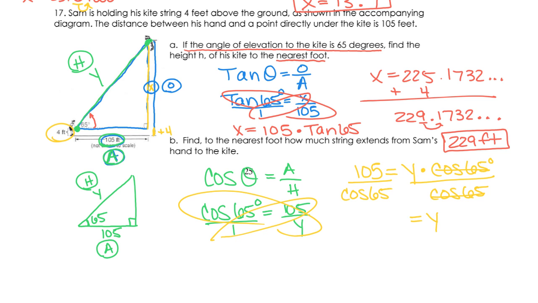And type it in. 105 divided by cosine of 65. And we end up with 248.451 dot, dot, dot. Directions said nearest foot again. So we'll underline the 8, look at the 4. And we're going to go ahead and say that that length is 248 feet. All right. And then we are finished with that.